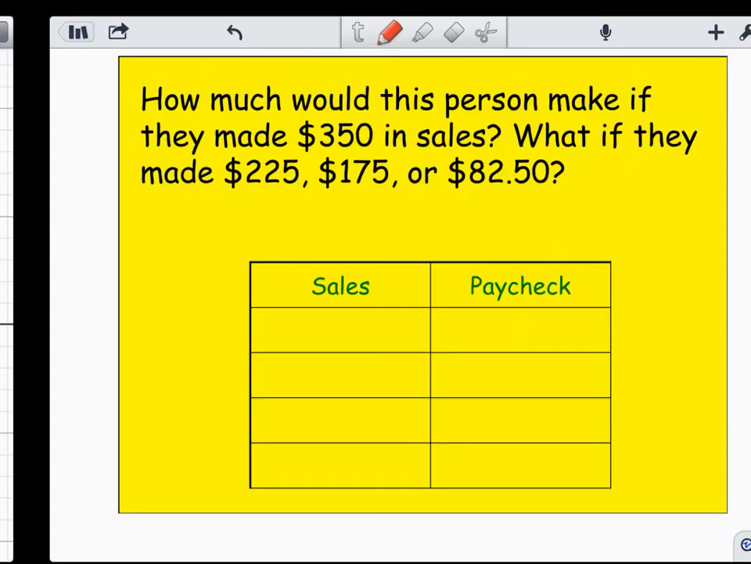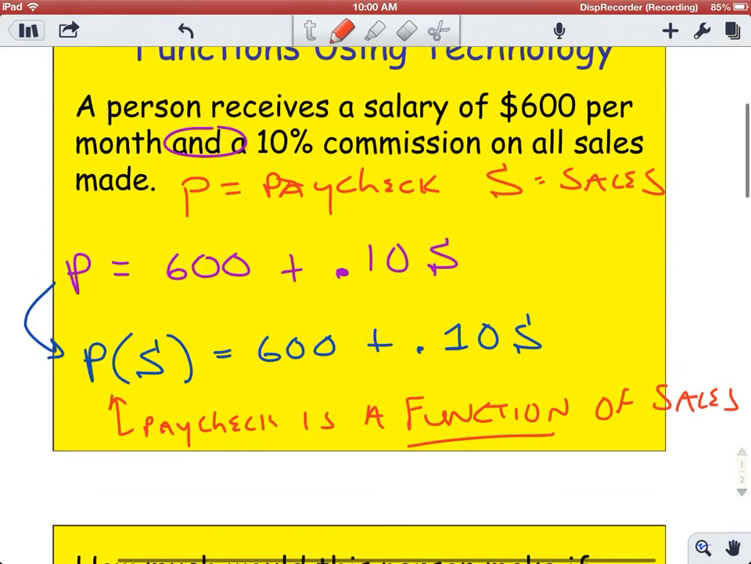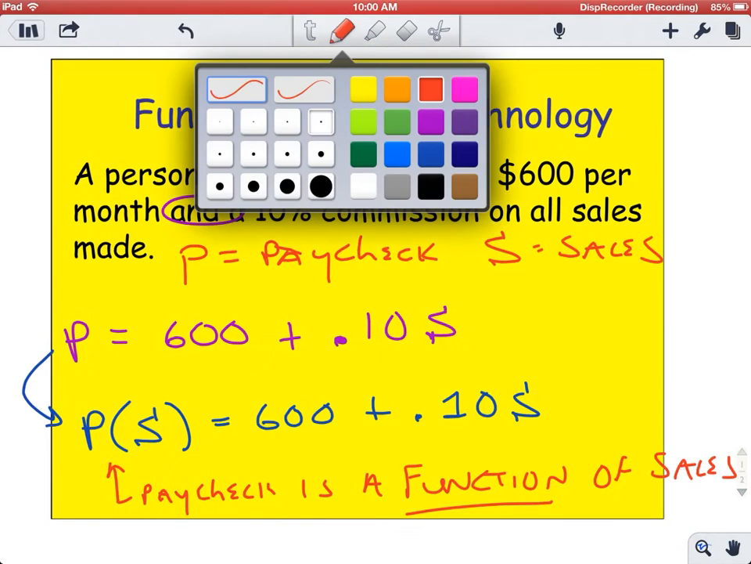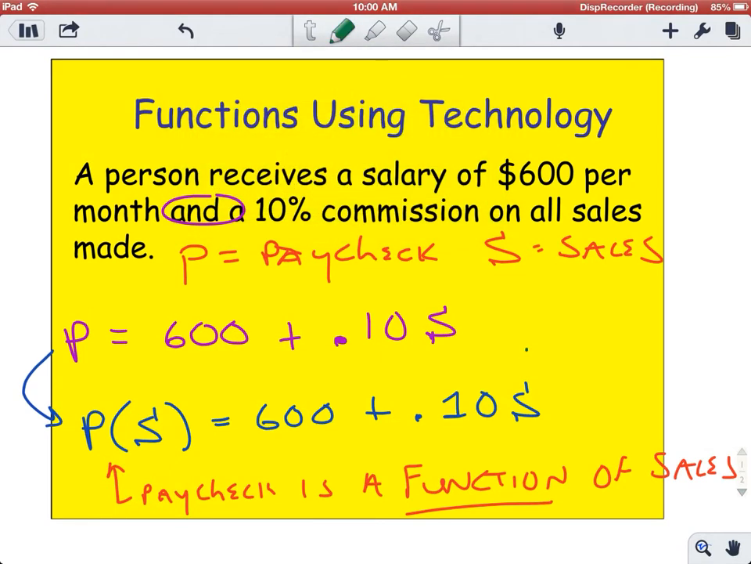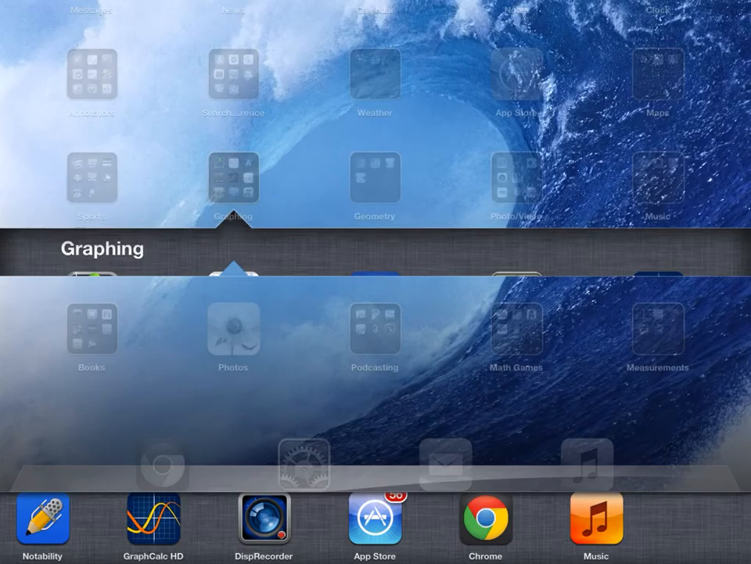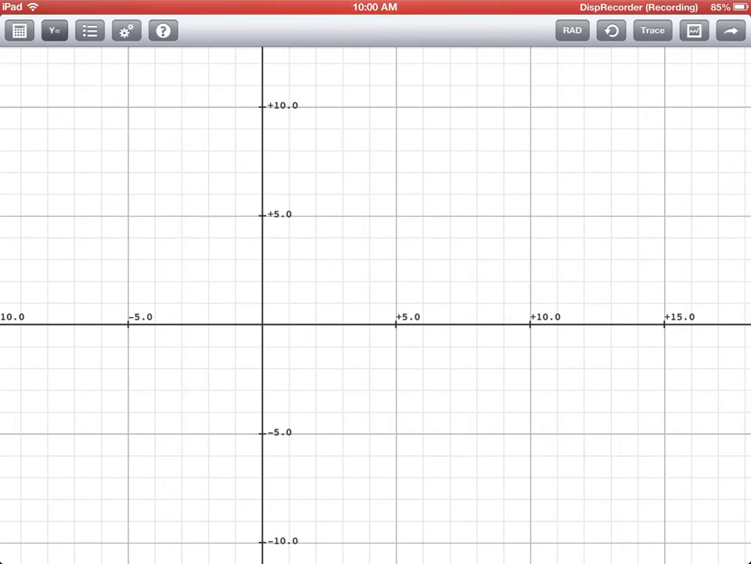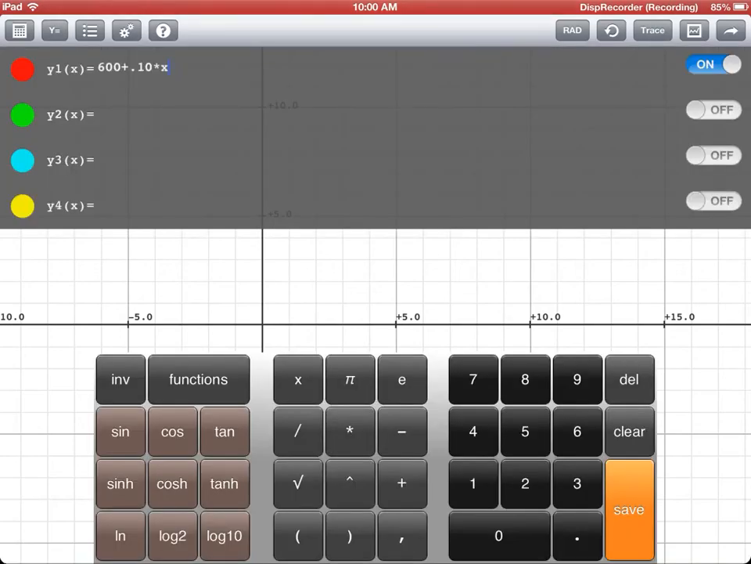And so let's go back to our notes real quick. And let's make some designations. This is our x, which is our input. And this is our y, which is our output. And of course, you got to translate that because when you go to any type of graphing technology, it's only going to be written in y's and x's. It's not going to have the variables like p and s that we're going to use in this case. So there we have our function.